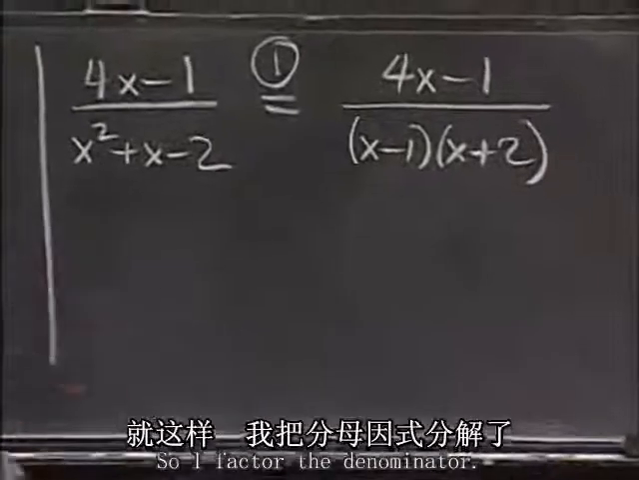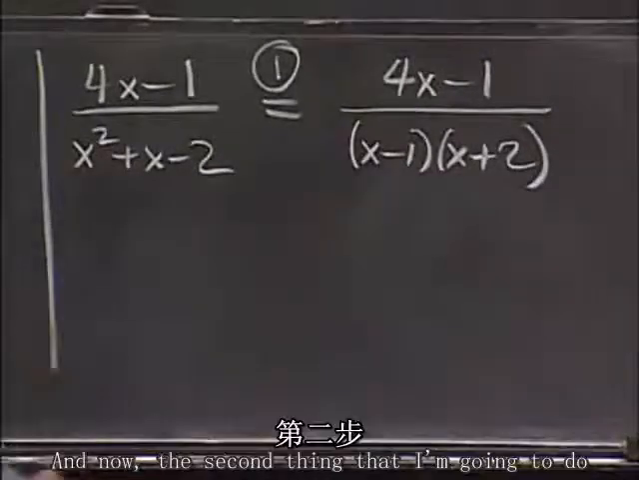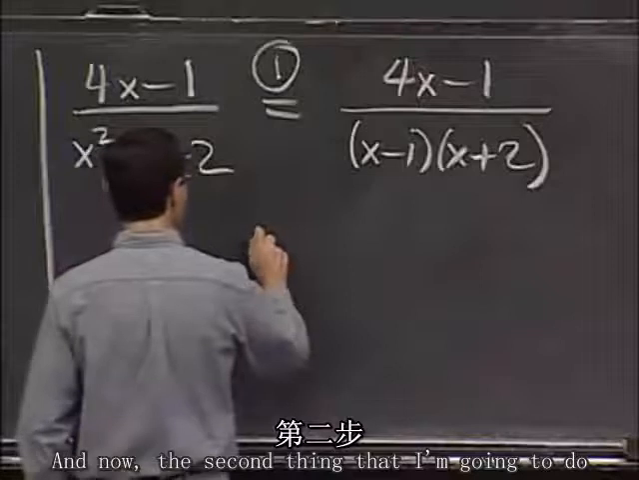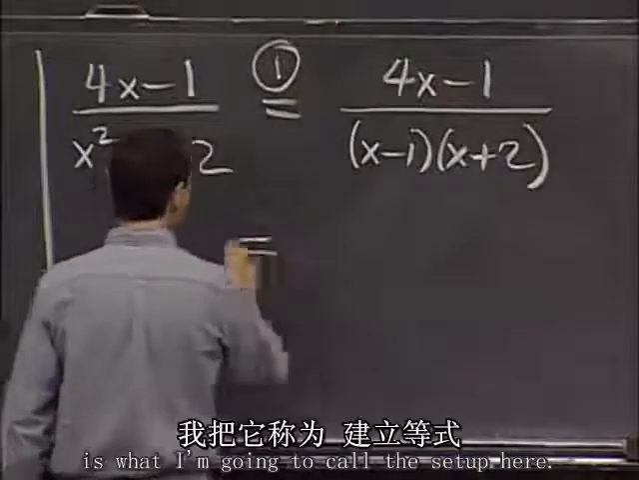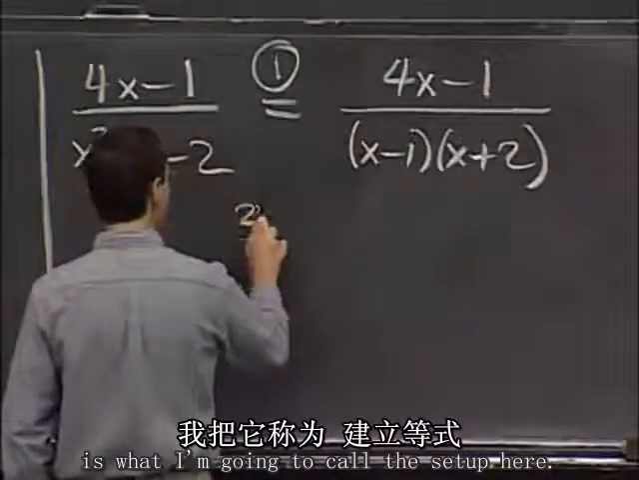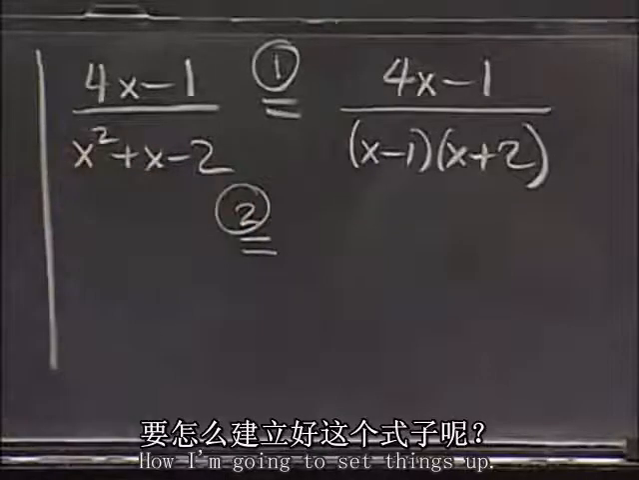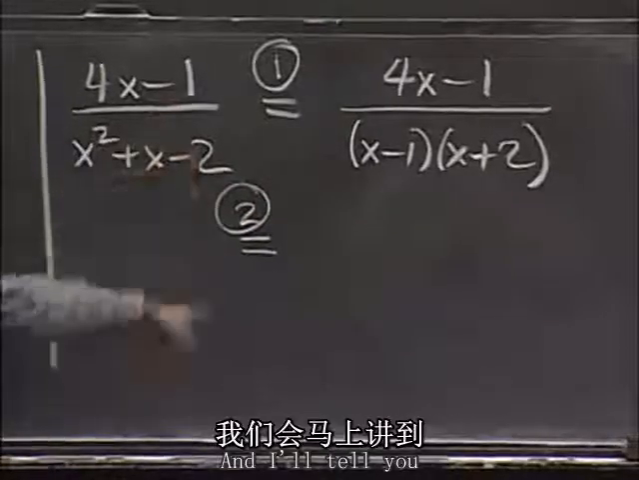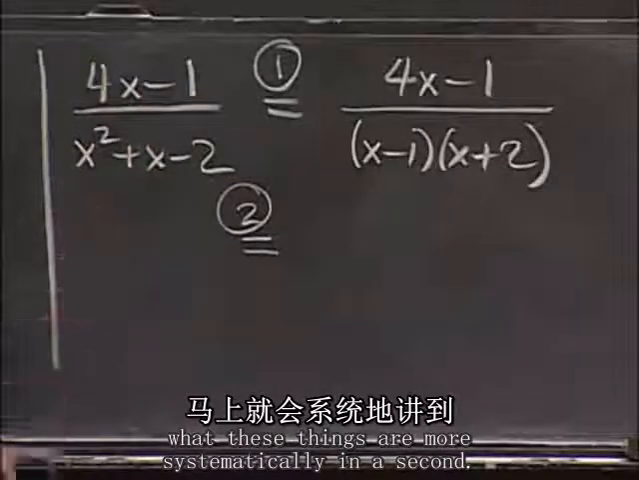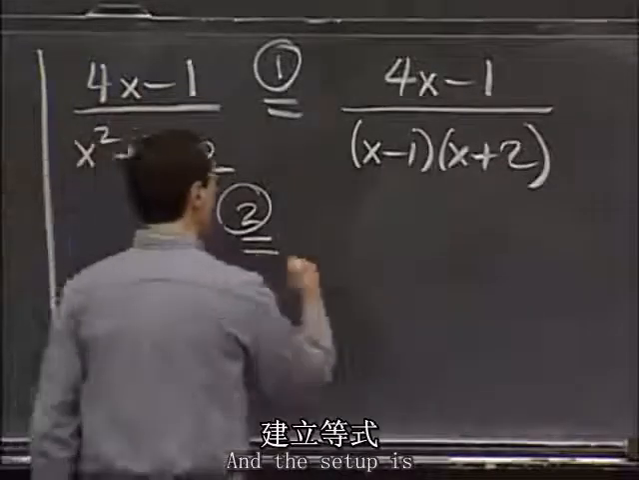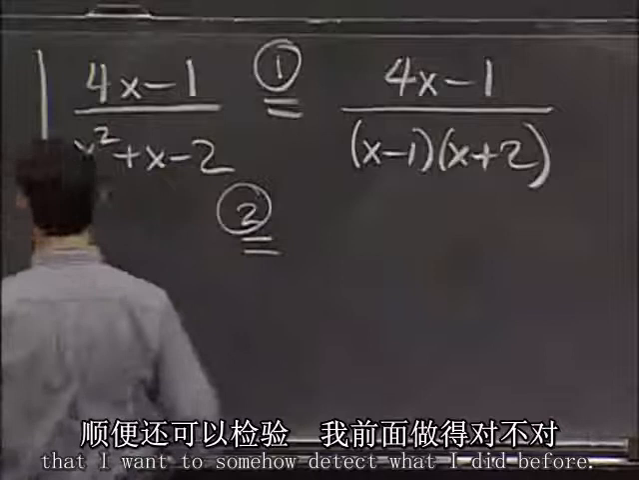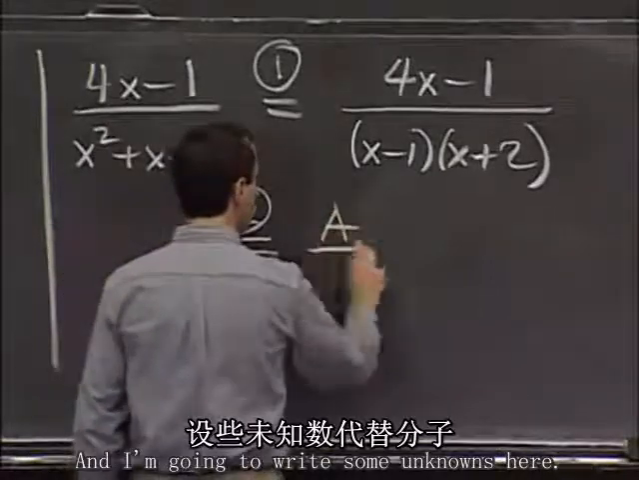So I factor the denominator. And now the second thing that I'm going to do is what I'm going to call the setup here, how I'm going to set things up. And I'll tell you what these things are more systematically in a second. And the setup is that I want to somehow detect what I did before, and I'm going to write some unknowns here.